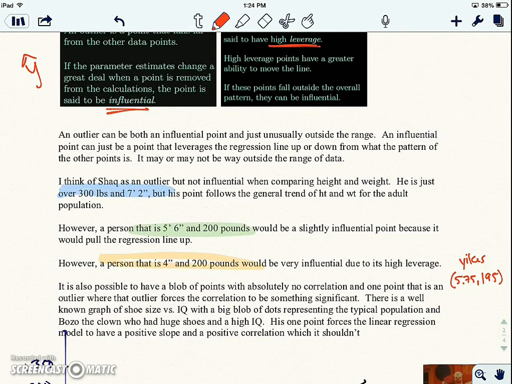An outlier can be both an influential point and just unusually outside the range. An influential point can be just a point that leverages the regression line up or down from what the pattern of the other points is, or it may not be way outside. It may or may not be way outside the range of data.